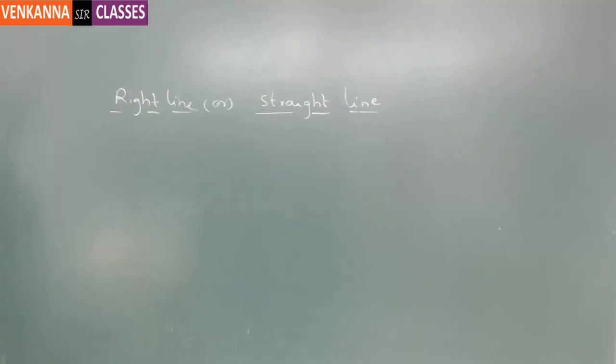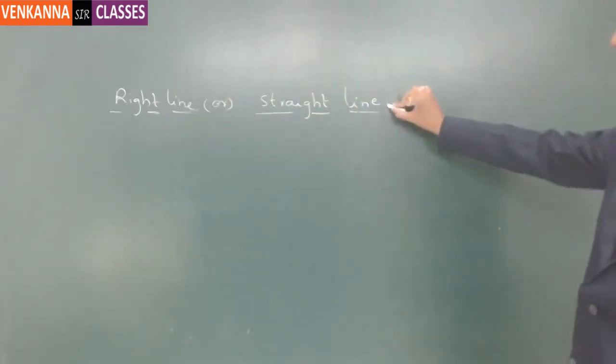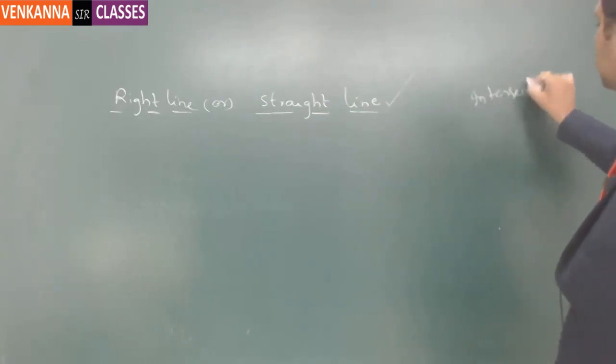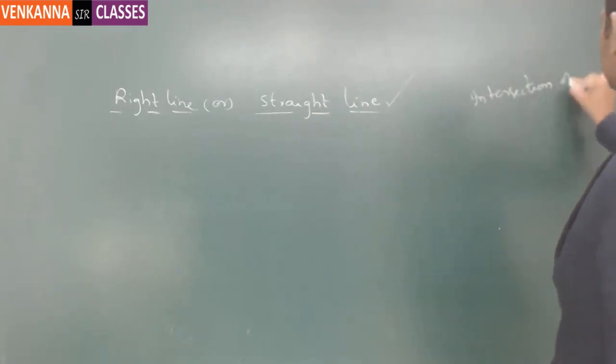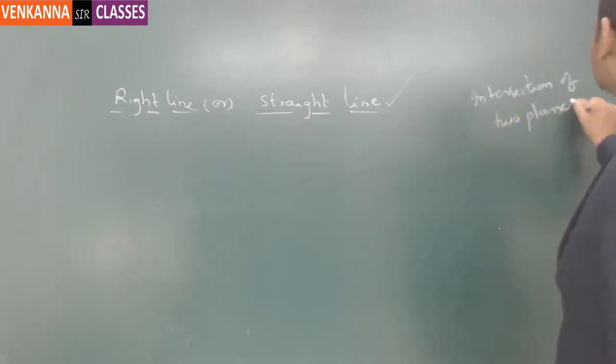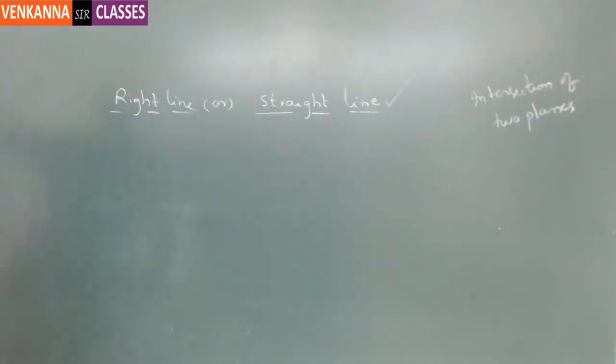So far you have many definitions with regard to line. So here onwards we consider that line is nothing but intersection of two planes. So whenever you feel that I have a line equation with me, we need to understand that the line equation is obtained by means of intersection of two planes.